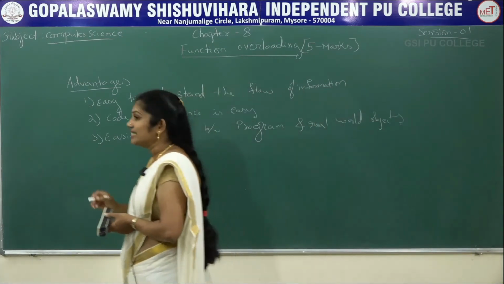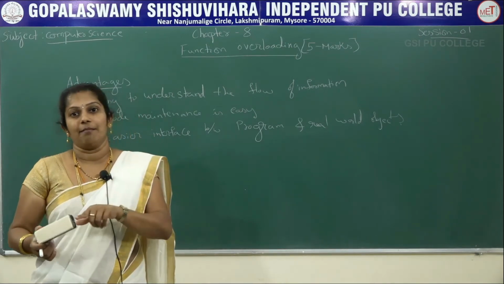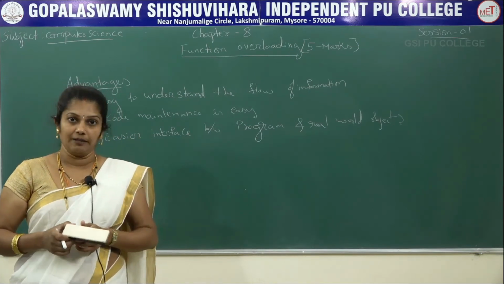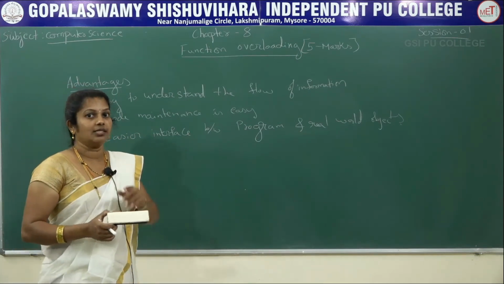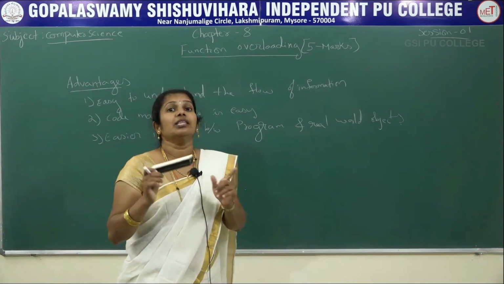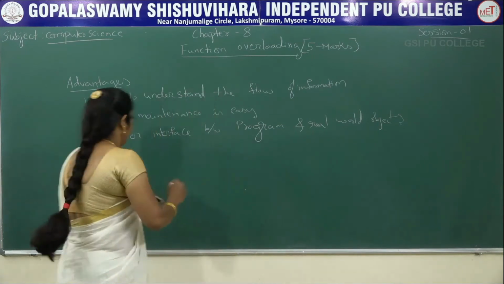Then what are the disadvantages you will get in this? If the number of arguments is the same and the data type is also the same, then it will not work properly. First disadvantage: if the number of arguments as well as the data type are both the same, then also it will not work. That is the first disadvantage.